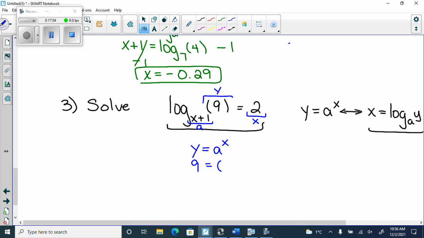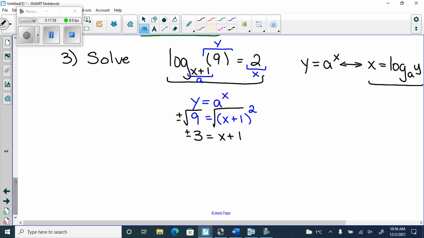So now I'm going to get y, which is 9, equals x plus 1 to the 2. How do I get rid of a 2? Square root. So I'm going to get 3 equals x plus 1. I'm actually going to get plus or minus 3, because whenever you take the square root, you take plus or minus. We agree?